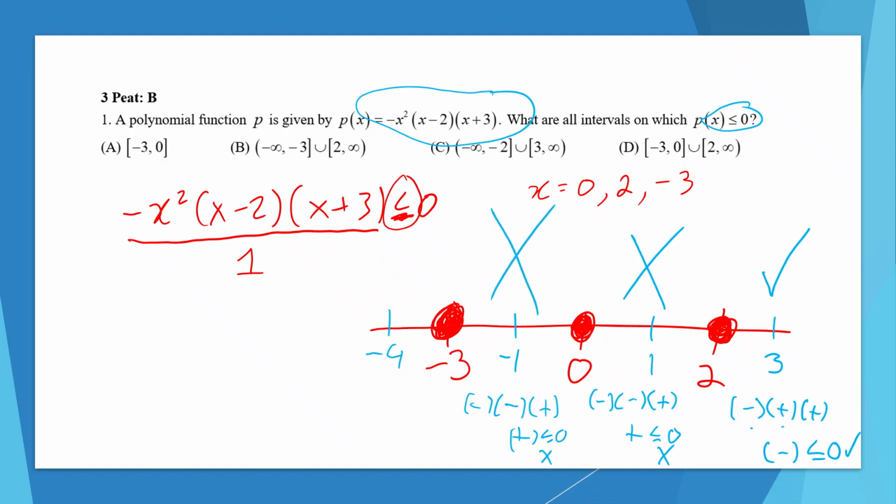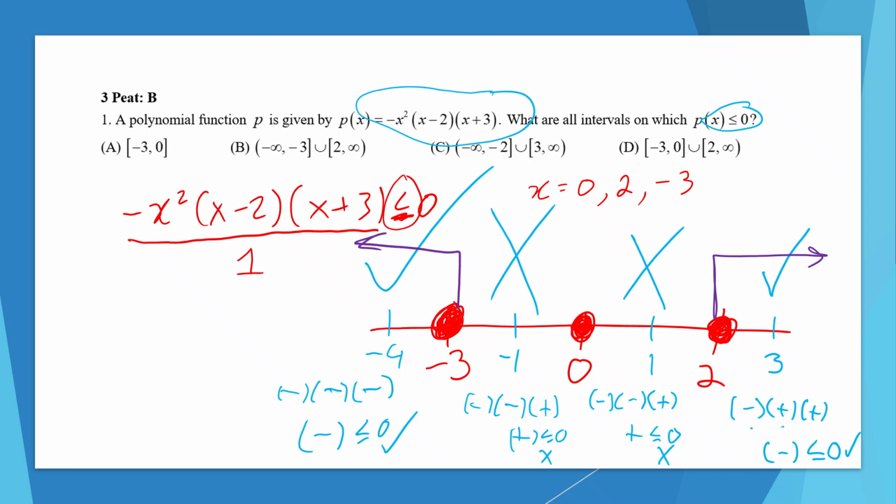And then negative 4, we have a negative number times a negative number times negative 4 plus 3, which is negative 1. That's another negative number. 3 negatives will give us a negative, which is less than 0. So that is going to be a check mark. With that being said, our rational inequality will contain negative 3 and any values less than that, or any values greater than 2. So our answer should be B.